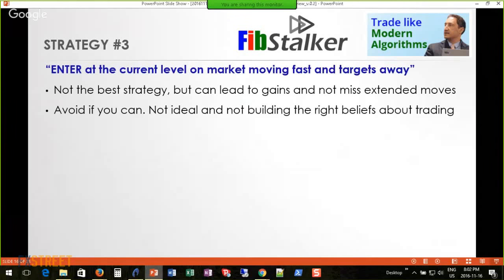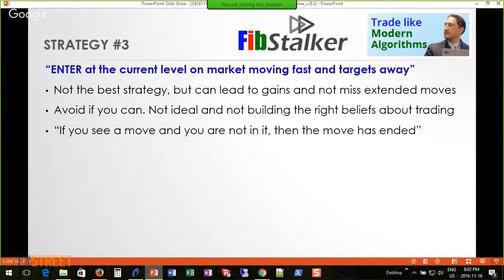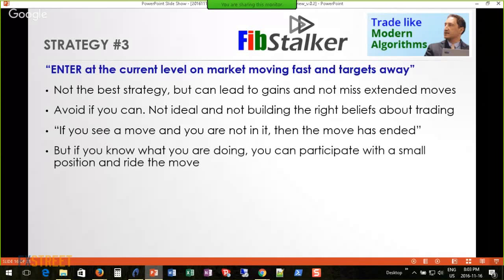Again, as I mentioned, risk management is just job number one. If you don't have experience, just stay away from this strategy. I use it every now and then. It's not ideal, and not building the right beliefs about trading, because you will start believing that now you can jump on any move that has started already. While you should always remember that, as one of my mentors said, if you see a move and you're not in it, then the move has ended. Go away. Don't get involved if you don't know what you're doing. But if you know what you're doing, you can participate with a small position and ride the move. Here the key is small.